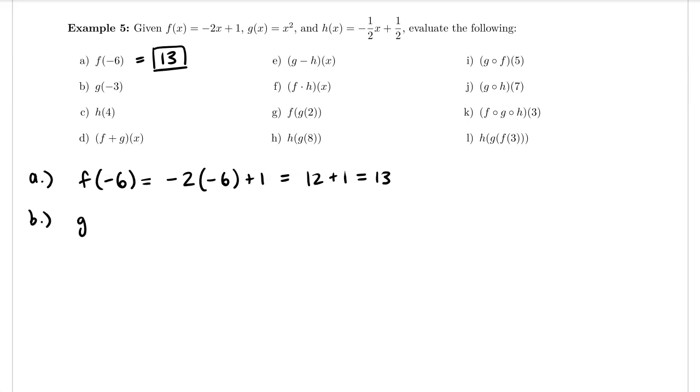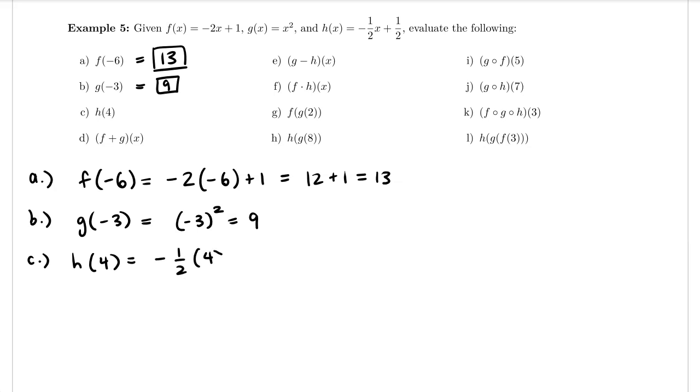In part B, we want to evaluate g of -3. So that's going to give us -3 quantity squared, which is 9. H of 4, I'm going to go ahead and plug in 4, or replace x with 4. And I don't want to forget about the plus 1/2. -1/2 times 4 is -2. And then we have plus 1/2. And if we find a common denominator, that's going to end up being -3/2.